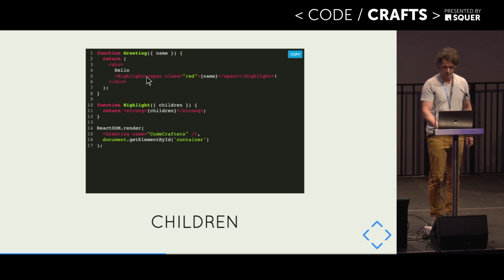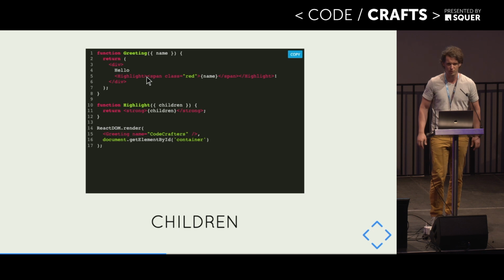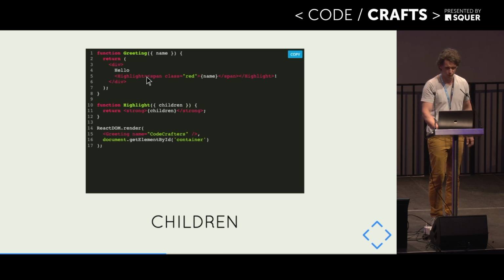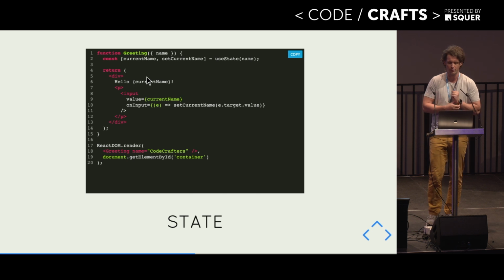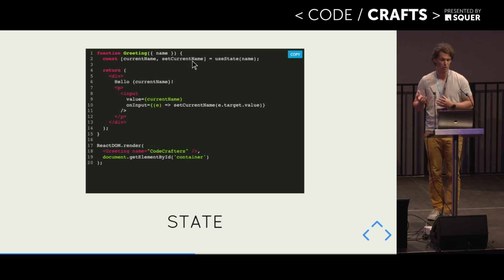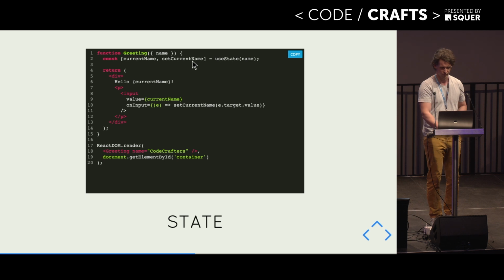But so far, that's not very exciting because we don't have any possibility to change things and interact with our components. So how this is done in React is by using state. And state is introduced by using the useState function. We can pass a default value to it. So in this case, we would say the name prop that we passed to the component is the initial state of our current name state variable. And there's also a setCurrentName function, which we can use to change the value of our state variable.